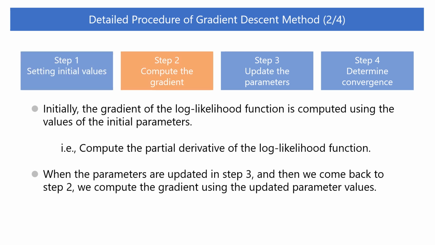The next step is to compute the gradient. Initially, the gradient of the log likelihood function is computed using the values of the initial parameters. That is, we calculate the value of the partial derivative of the log likelihood function. This gradient indicates how changing the parameters will increase the log likelihood. When the parameters are updated in step 3, and then we come back to step 2, we compute the gradient using the updated parameter values.